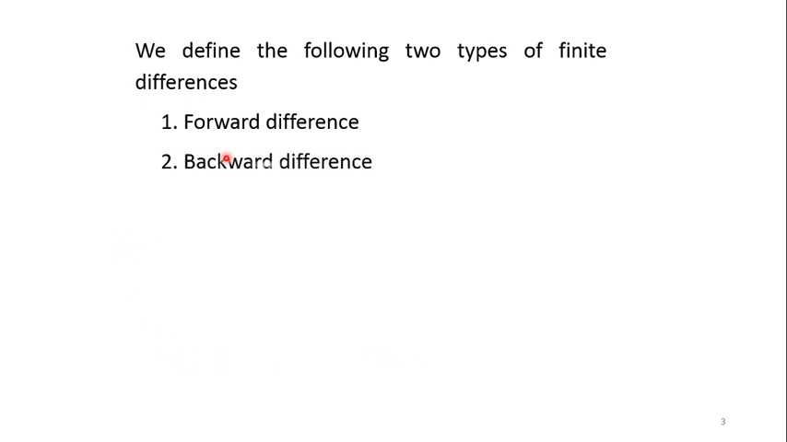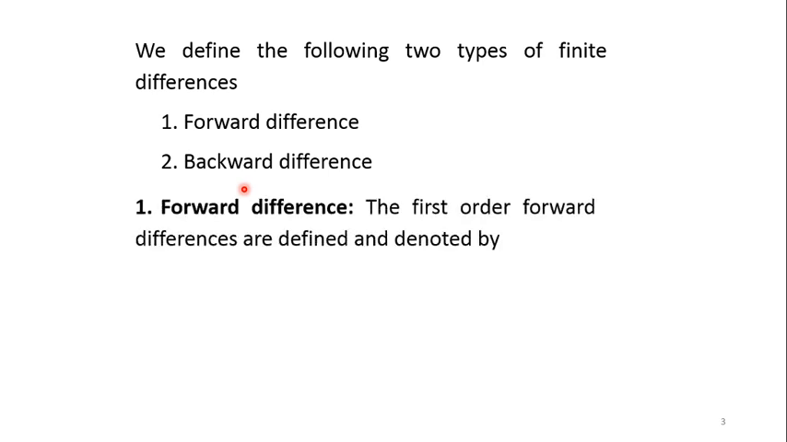We define the following two types of finite differences, as we can guess the operators, that is forward difference and backward difference. So first we concentrate on forward difference. The first order forward difference is defined and denoted by delta of f(x) equal to f(x plus h) minus f(x), denoted by the Greek letter delta.